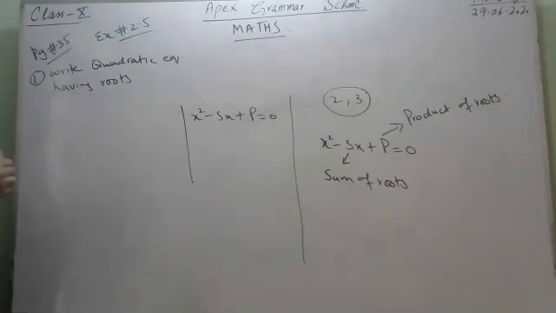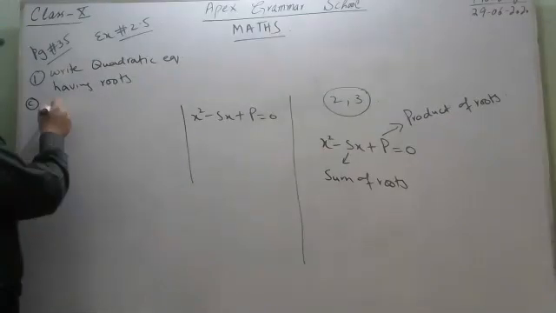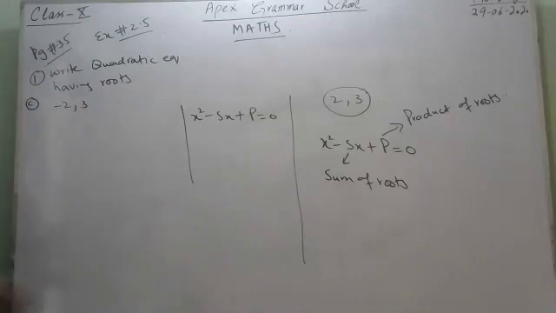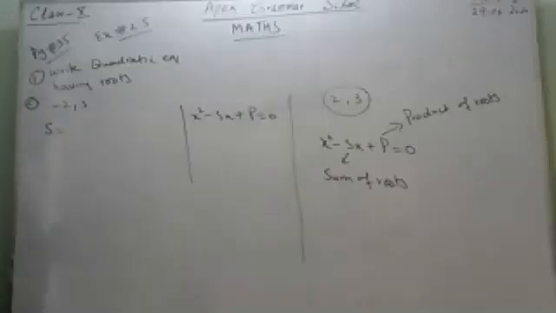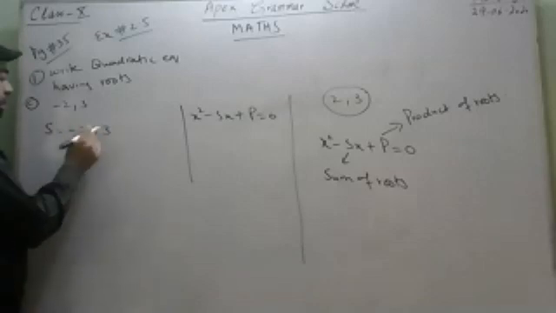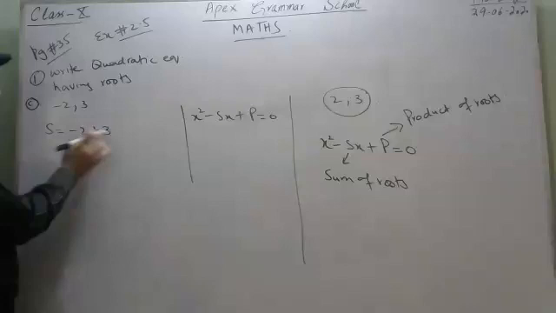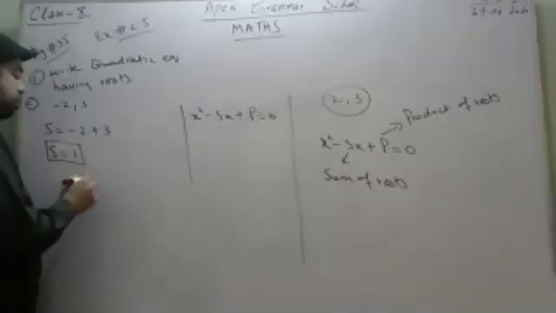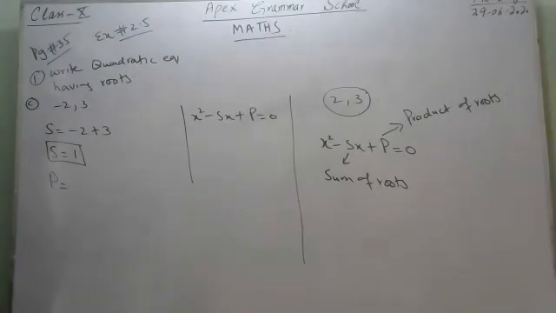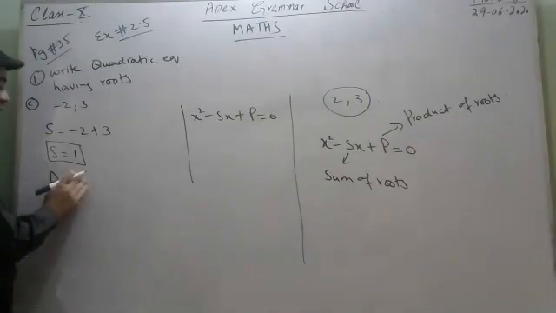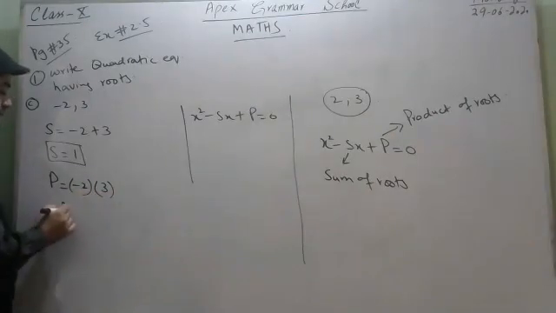Part C is minus 2, 3. These are the roots, and he asked us to find the quadratic equation whose roots are minus 2 and 3. First we need the sum of roots. Sum means addition. Minus 2 and plus 3. We are going to add them, and sum is 1. And product of roots means multiplication. So minus 2 multiplied by 3. That makes minus 6.